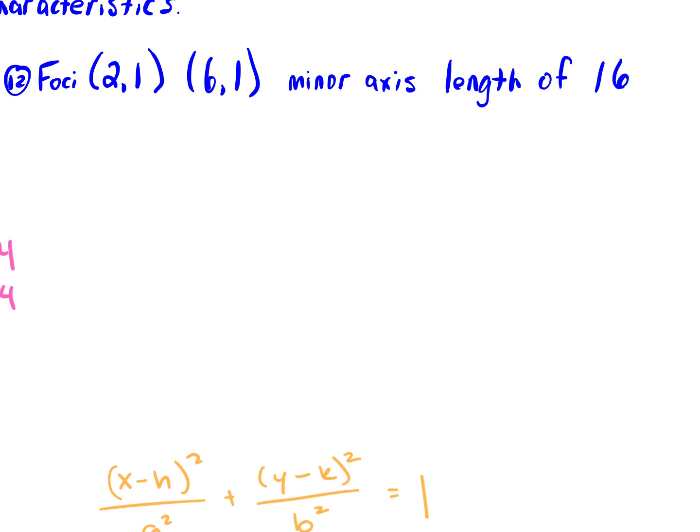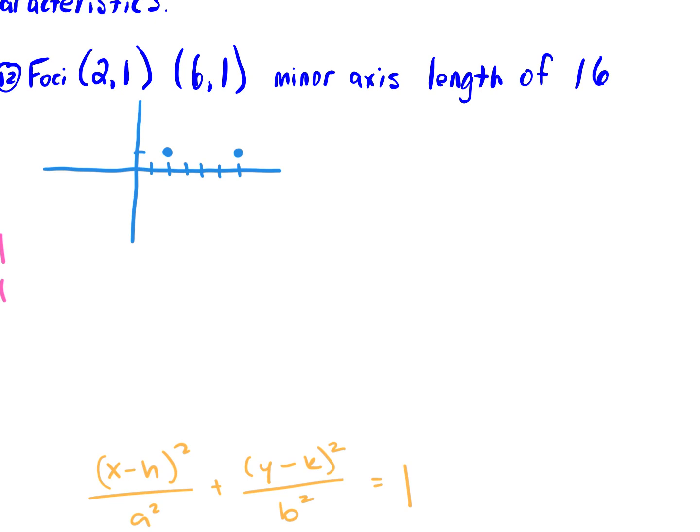So it doesn't ask us to graph, but I think it's helpful to graph so we can see what we're working with. So my foci are at (2, 1) and (6, 1). So I'm going to go to the right 2, up 1, and go to the right 6, and up 1. Could you just like know that b is 8? Yeah, we'll get there.